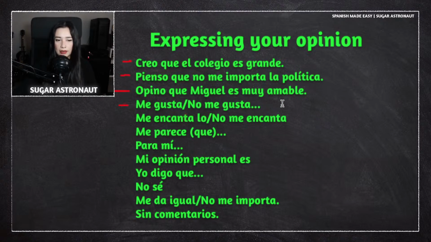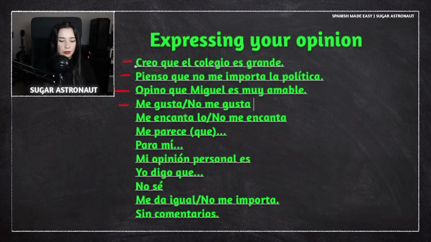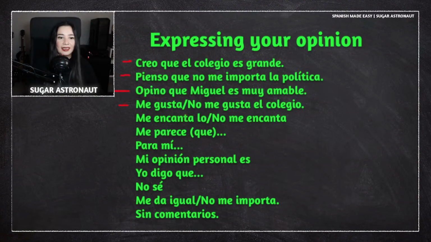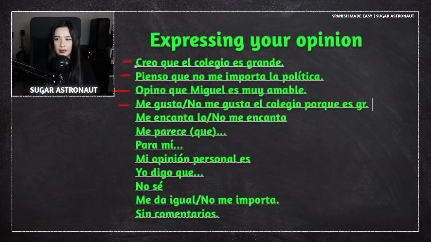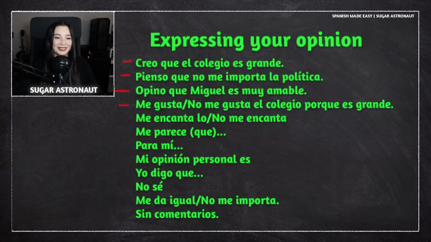Now the next one. Me gusta or no me gusta. I like it or I dislike it or I don't like it. You can add more to it. You can say el colegio. Okay? Just that, el colegio. Me gusta el colegio. Porque es grande. You can even add more to it. Just like we mentioned above, that the college is big, or the school is big. So let's just add more to the phrase. Me gusta el colegio porque es grande. I like the school/college because it's big.